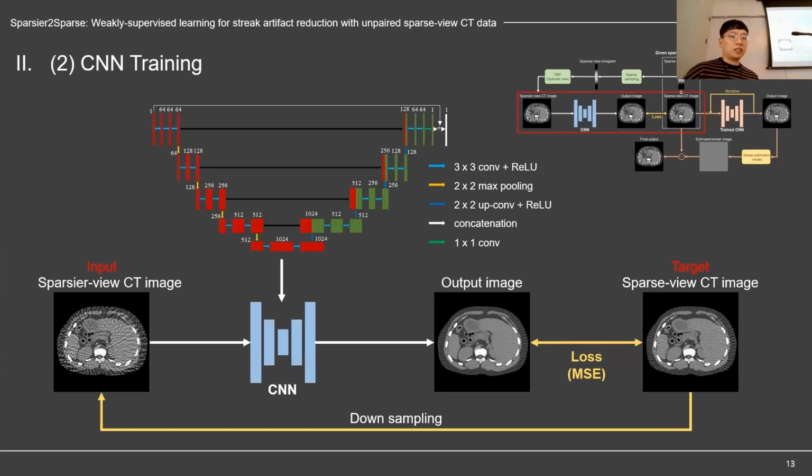Since we generated the Sparsier view CT image by downsampling from the given sparse view sinogram, the streak artifacts in the Sparsier view CT image will be amplified while keeping the directionality of the original streak artifacts. Therefore, we regard the Sparsier view CT image as the input and the given sparse view CT image as the target, and then train the CNN.